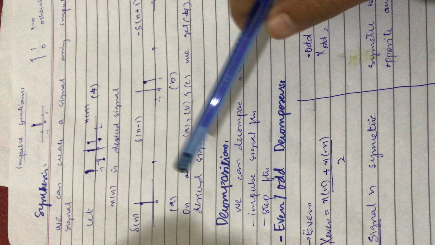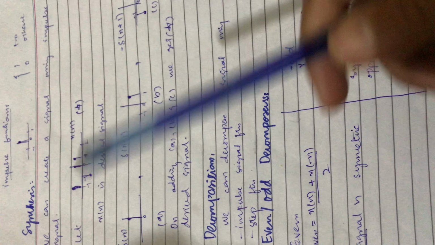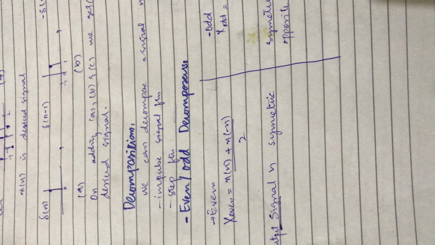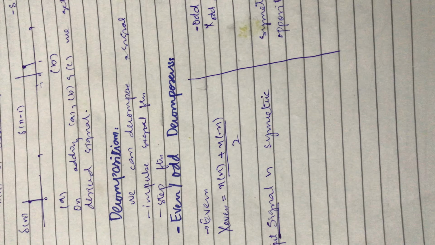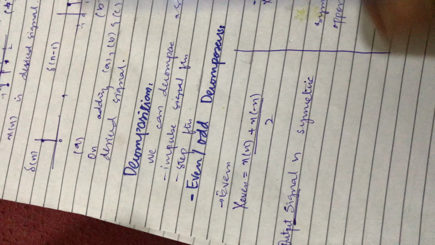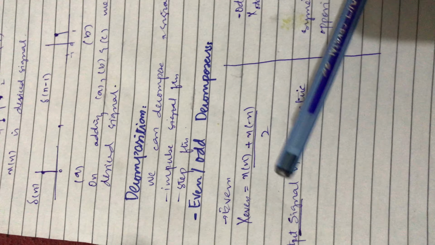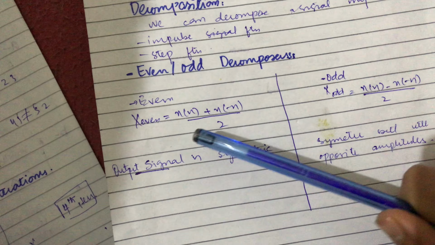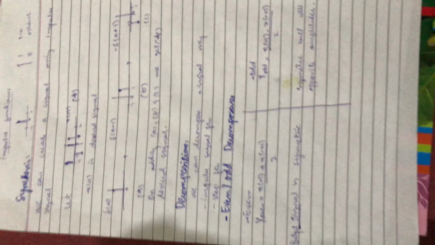As we have synthesized our signal by using impulse functions, we can also decompose a signal into impulses. The impulse function is a decomposer. The step function is also a decomposer. In the same way, there are two more decomposers, which are the even and odd decomposers. Their formulas are given here, which is this and this. And that's all for lecture number 2.